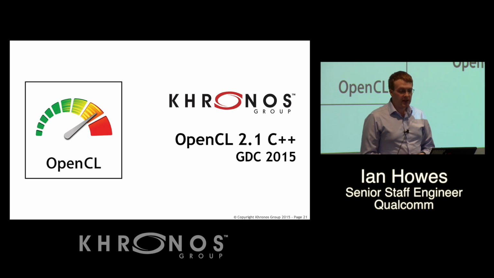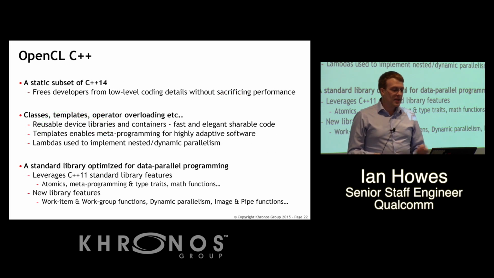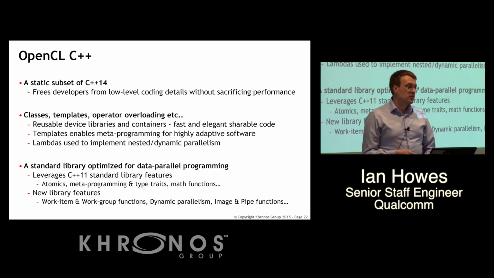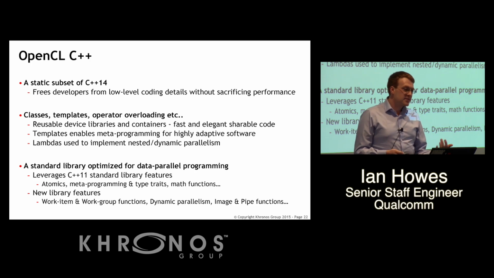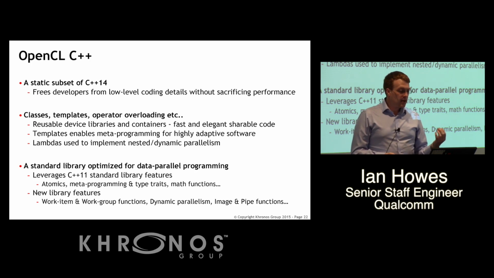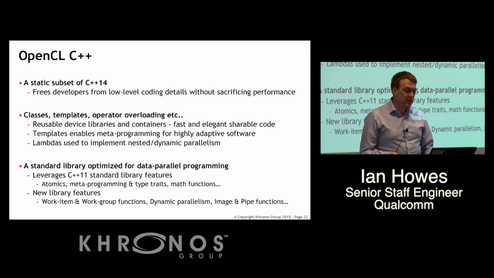And now I'm just going to summarize what we've done for the C++ kernel language. So this is a static subset of C++14. It has the obvious things that you'd expect: classes, templates, operator overloading, so you can create reusable libraries. You can specialize libraries based on the type. You can pass objects in that specialize the operation that your function is going to perform, and so on. To make this familiar to C++ developers, this also means that we can incorporate a lot of the standard library features, like the standard C++11 atomics library, or at least a subset of it, some of the type traits, mathematical functions with standardized overloading, and so on.